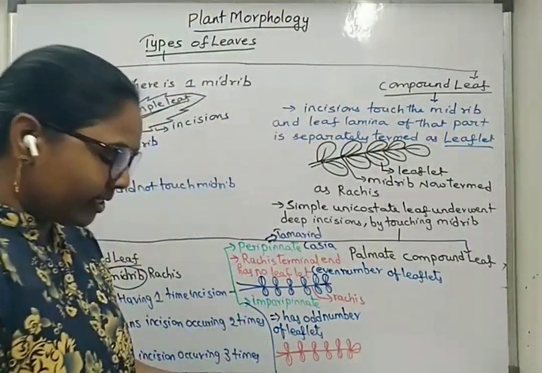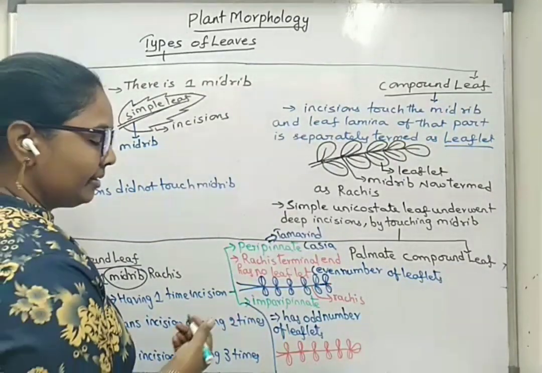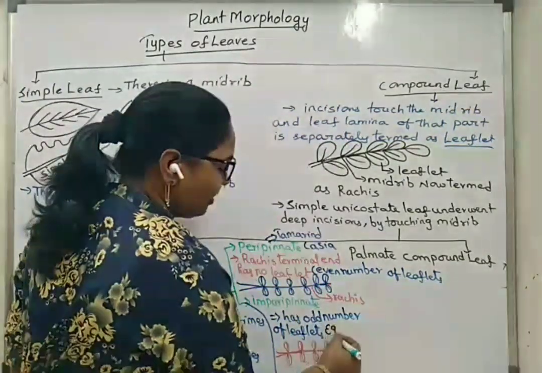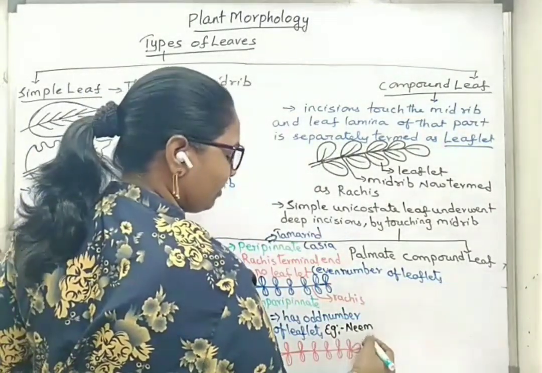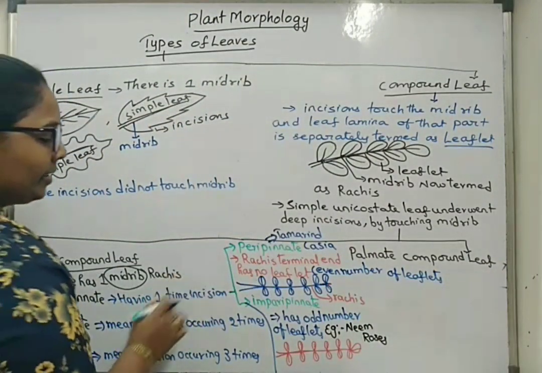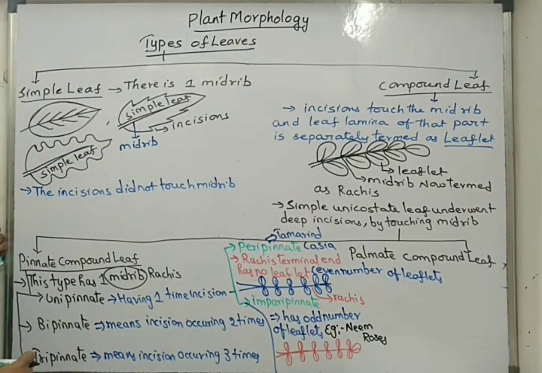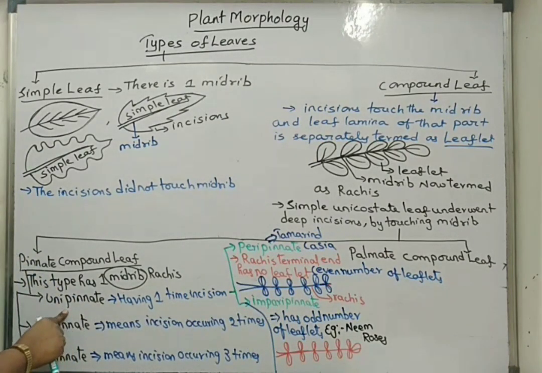So in which plants do we see this type of imparipinnate? We can take neem as an example. So these are paripinnate and imparipinnate types of compound leaves, in which pinnately compound leaves are explained as unipinnate, bipinnate and tripinnate, but these are under the unipinnate type of leaves.